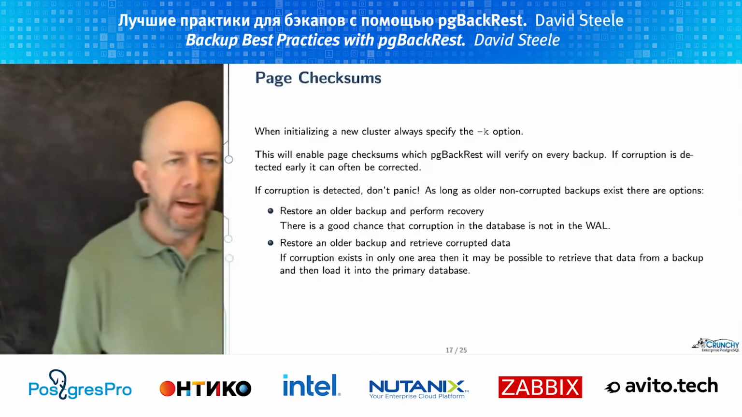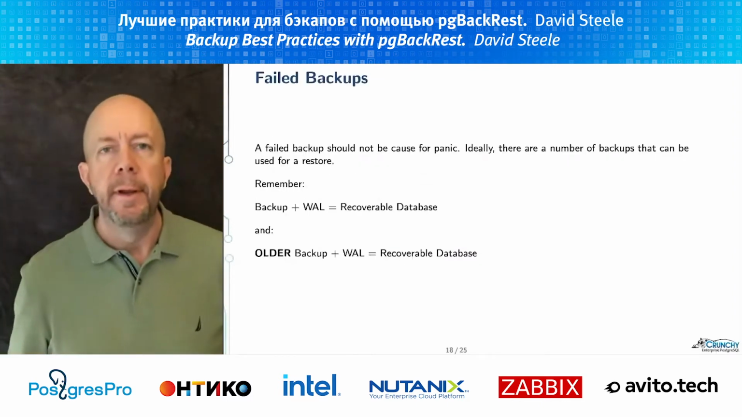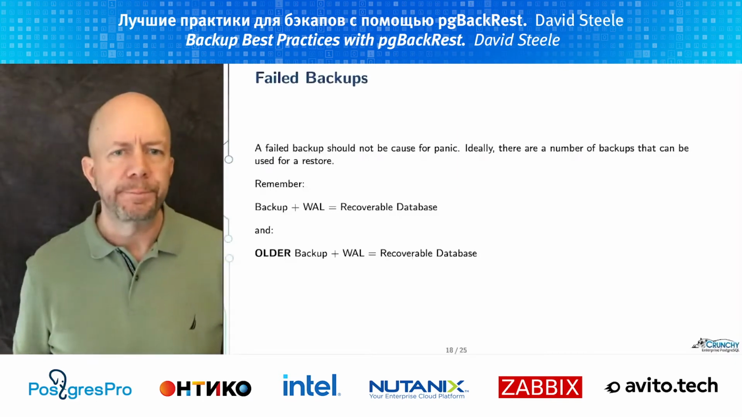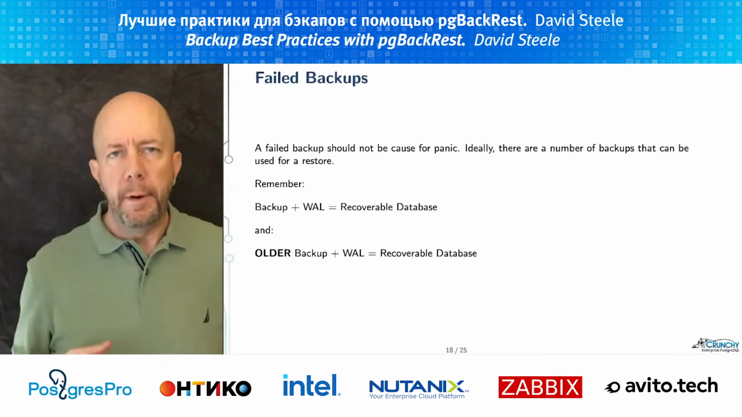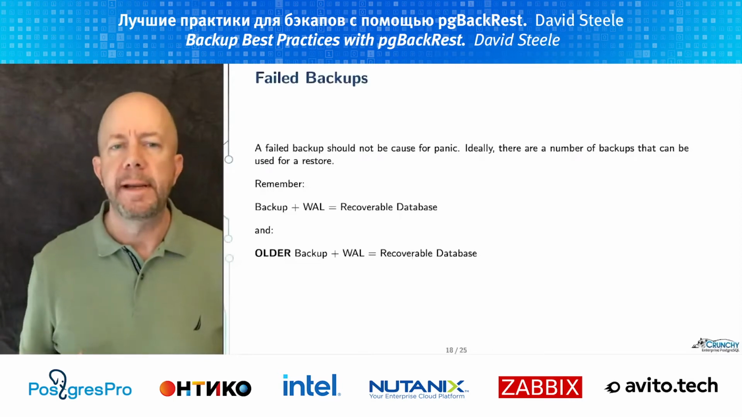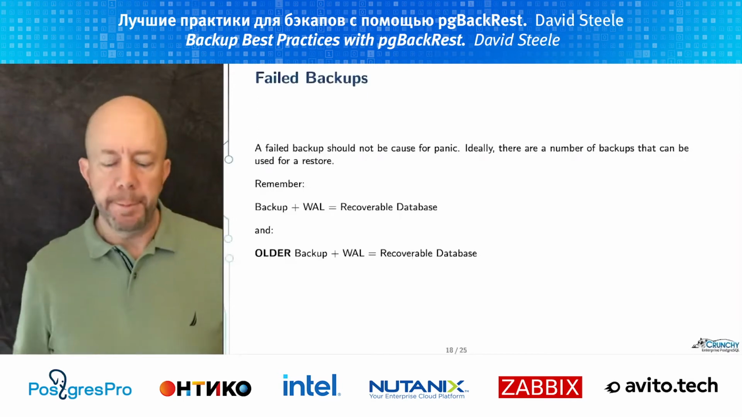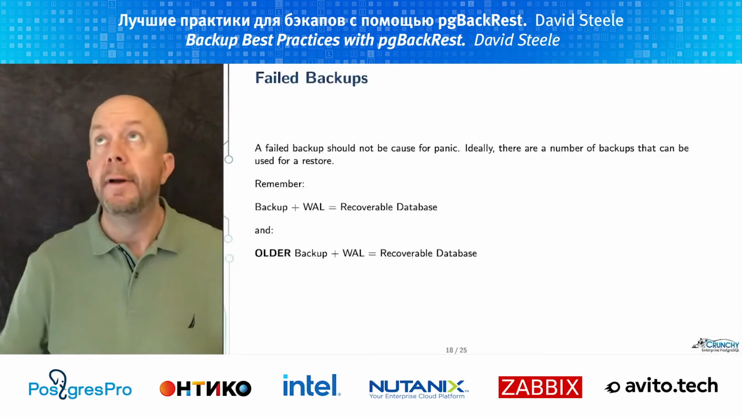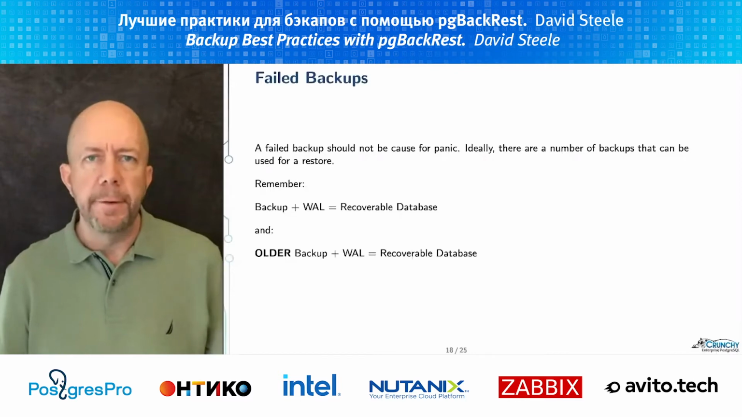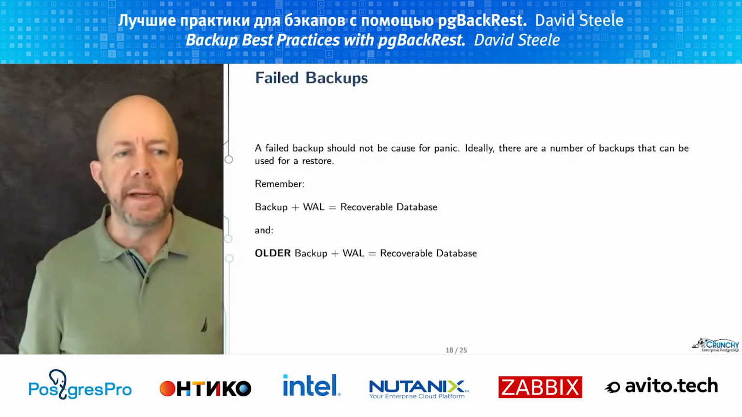So failed backups. Earlier I was talking about WAL archiving and how important it is to keep WAL archiving working, as well as possible, all the time. So backups are a little bit different because we have lots of different backups. So a failed backup should not be a big cause for panic. Ideally, there are a number of backups that can be used to restore, because remember, in the ideal retention scenario, we have 8. We'd have 5 full backups and 3 differentials. You may have fewer than that in your environment, but there's still going to be at least 4, 5, 6 backups that can be used.